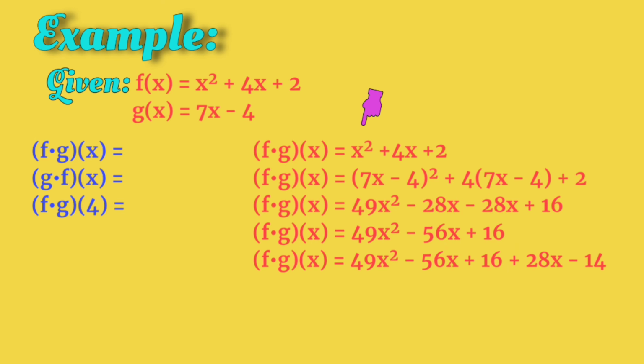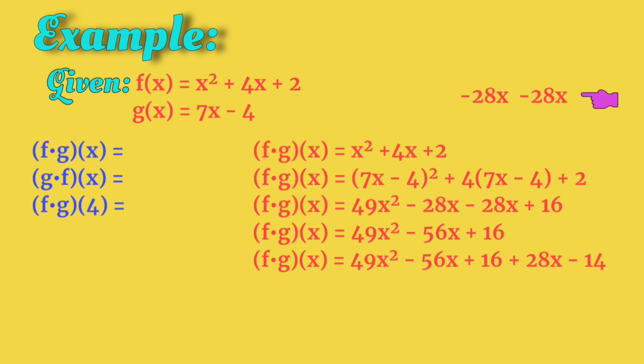First, substitute the value of x to the value of g. For a simple way of solving, just bring up the squared. And now just multiply them by pair. Like 7x times 7x will be 49x squared. 7x times negative 4 will be negative 28x. Negative 4 times 7x will be negative 28x. And negative 4 times negative 4 will be positive 16.